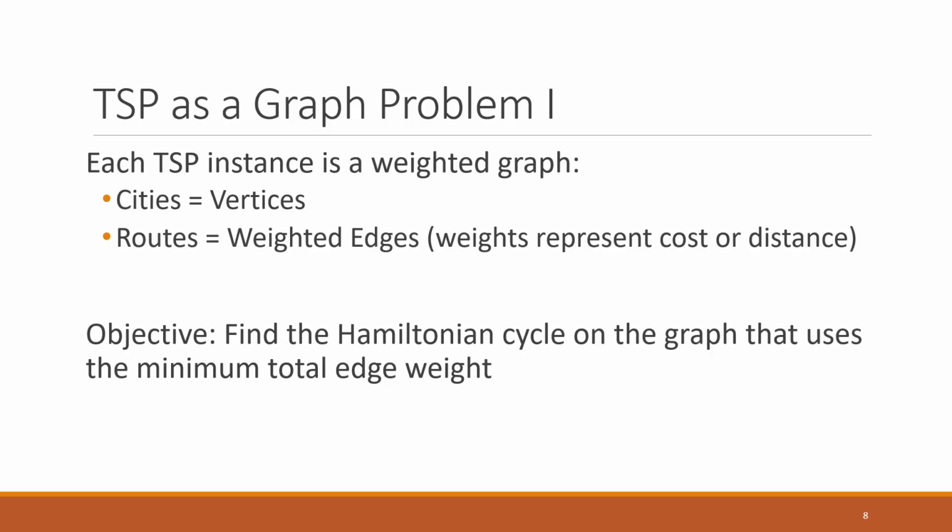So in the graph, we can see each vertex is a city, and the weighted edges, where weights represent cost or distance, are the routes. And our main objective is to find the Hamiltonian cycle on this graph that uses the minimum total edge weight.